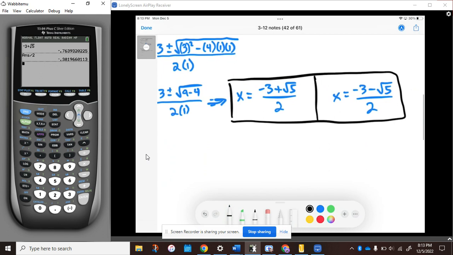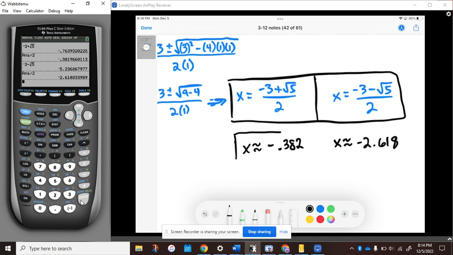Okay, that means this answer right here is approximately x ≈ negative 0.382. And our other answer, we're going to subtract this time instead of adding. So we go minus square root of 5, and then divide by 2. x is approximately negative 2.618. All right, that's how you would write the answers if you wanted a decimal approximation.